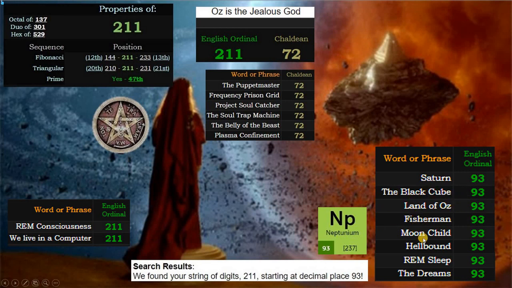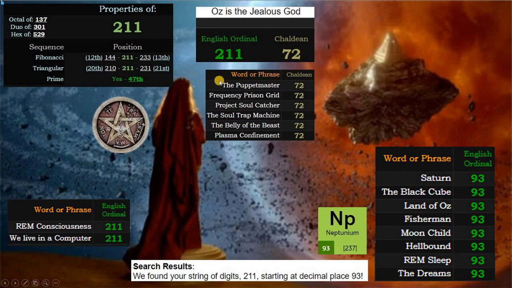Fisherman, Moonchild, Hellbound, REM Sleep. It will always go back to this REM Sleep and REM Consciousness and the dreams. And in Chaldean, it is 72, linked to the Puppet Master. So it always shows us that this god running the Matrix is definitely the god of sleep and the Puppet Master, the master of the game.